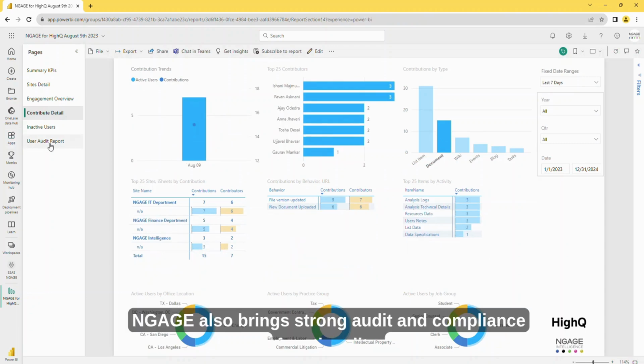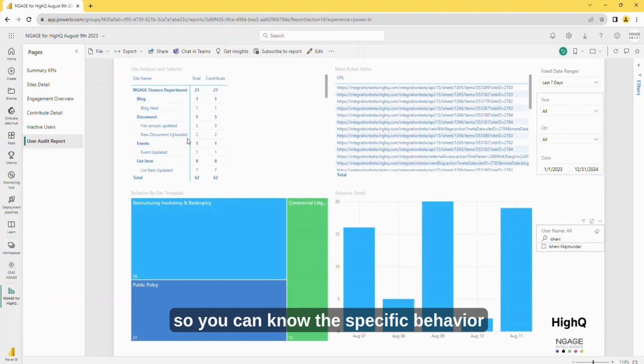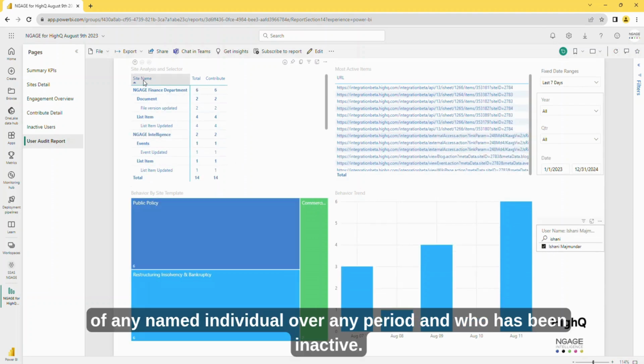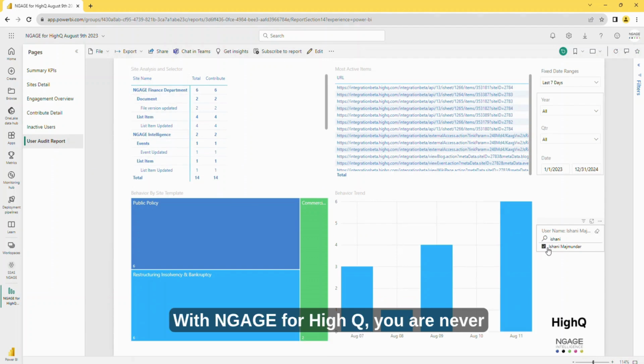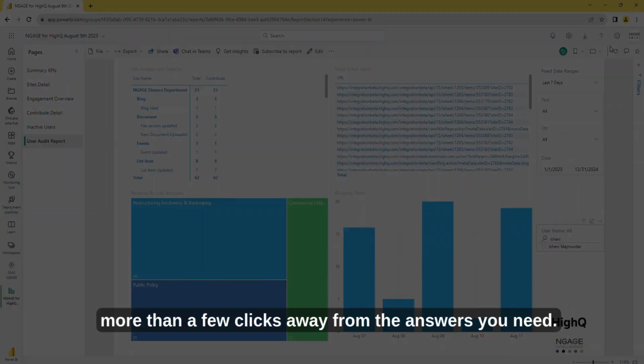NGAGE also brings strong audit and compliance functionality, so you can know the specific behaviour of any named individual over any period, and who has been inactive. With NGAGE for HighQ, you are never more than a few clicks away from the answers you need.